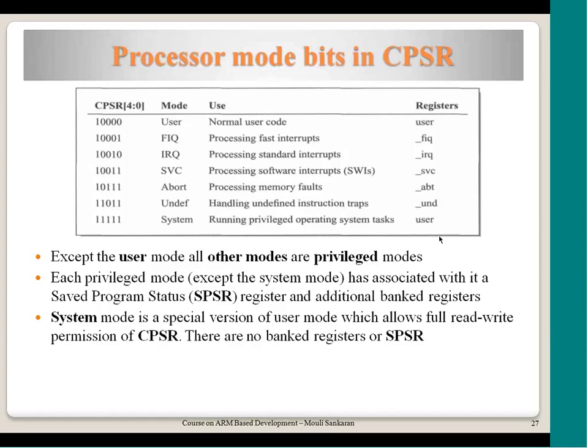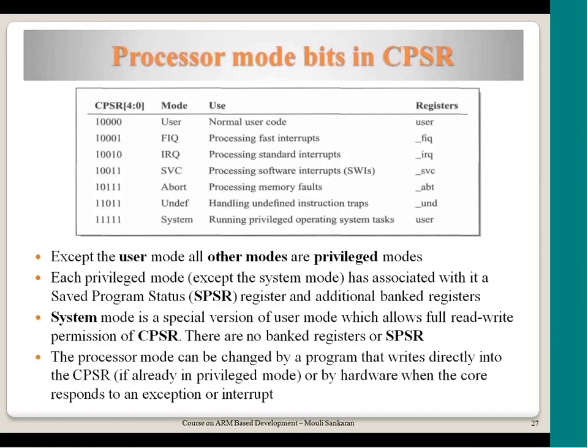Apart from user mode, you see that there is a system mode also, which has the same set of registers as user. There is no special set of registers. I'll show you what are the special set of registers which become visible in these different modes. But in the system mode, the only difference is that it can change the CPSR content. So, what is the use of that? I'll explain that in the subsequent session.